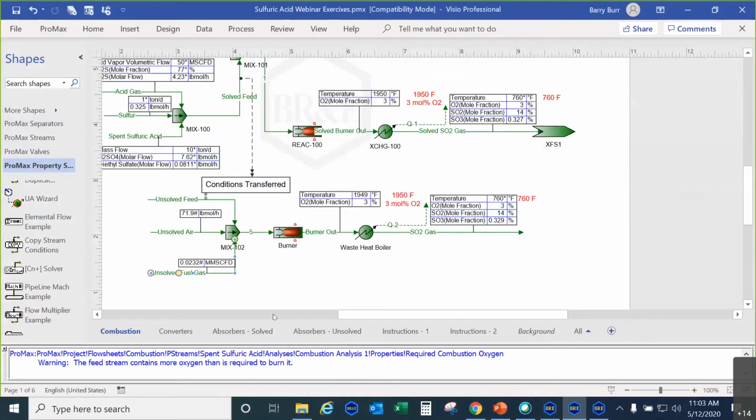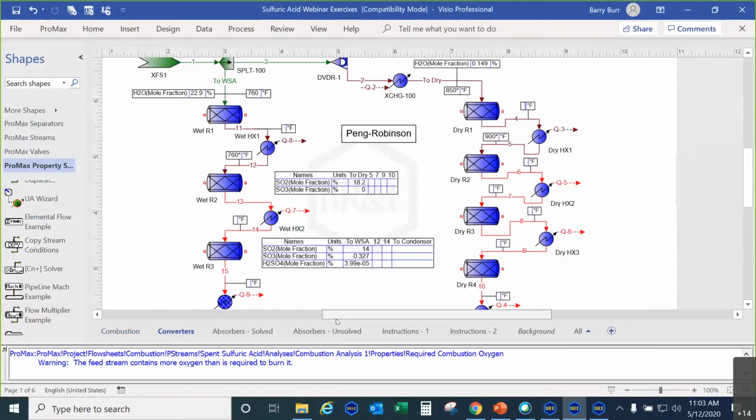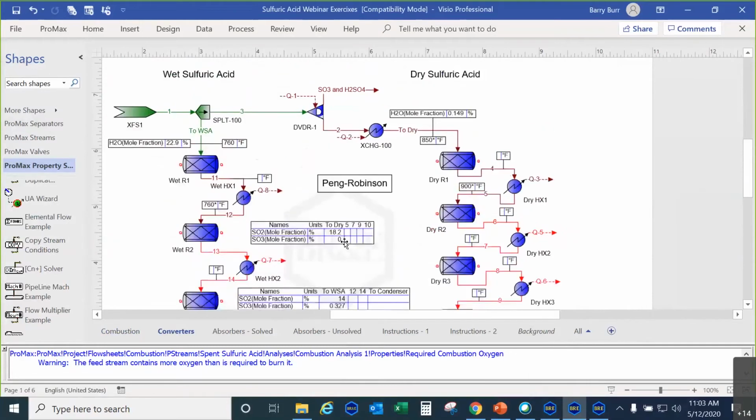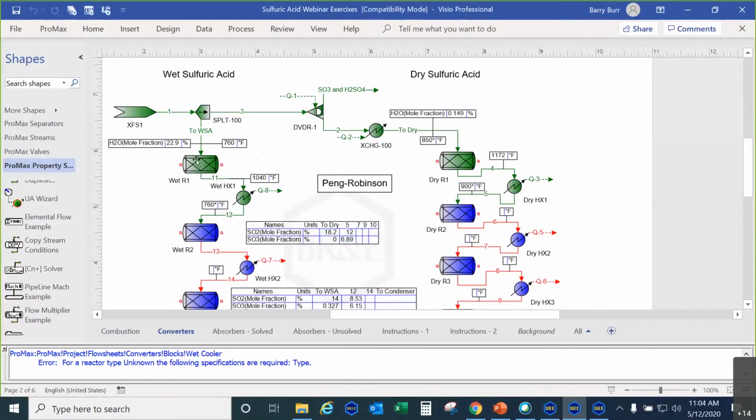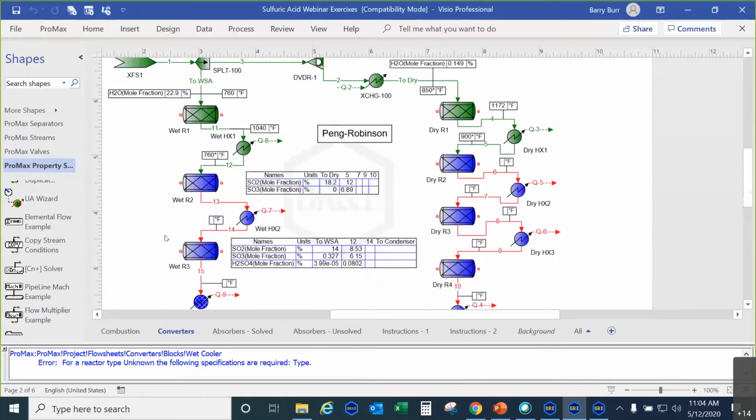All right. Now let's go to the exercise for the converters. I'm going to solve this flow sheet. Here you can see that the first reactor bed and heat exchanger afterwards are already configured for you. So you could use these as examples to see how to configure the rest of them.